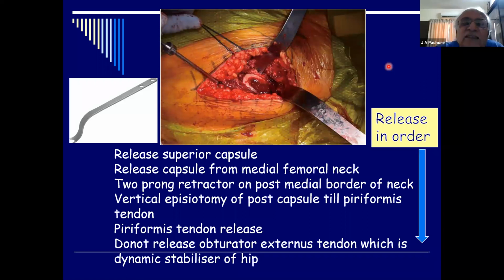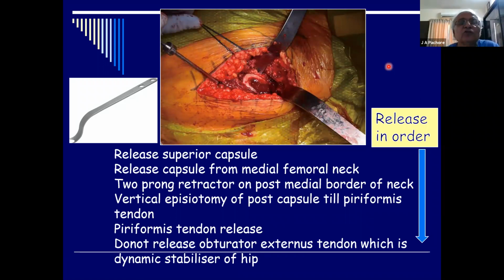This is the most tricky part of the operation, which is why surgeons fail to get the femur out of the wound, so that you can see it properly and then be able to ream. Now, how do you do this?